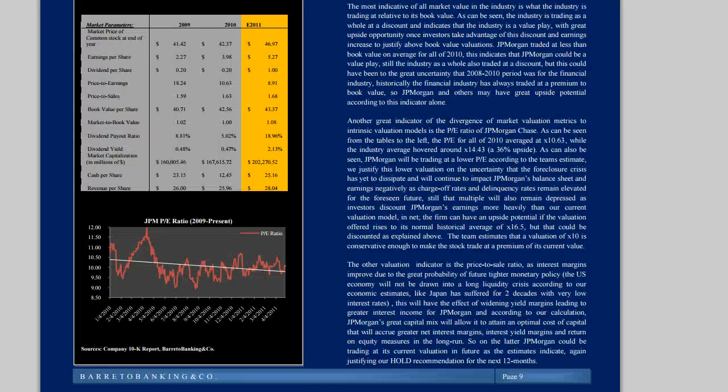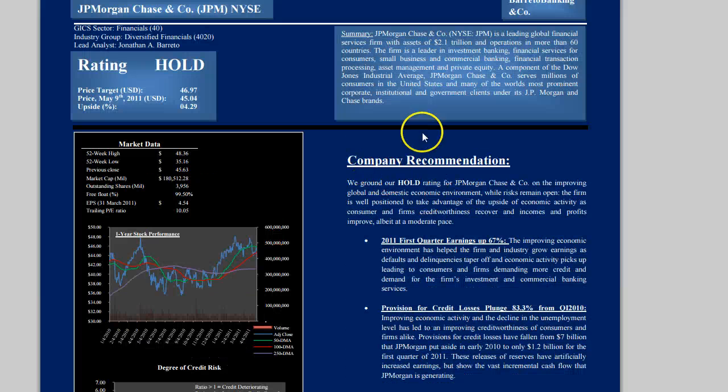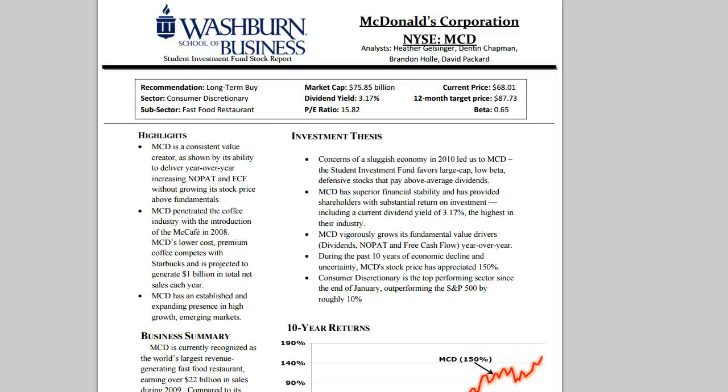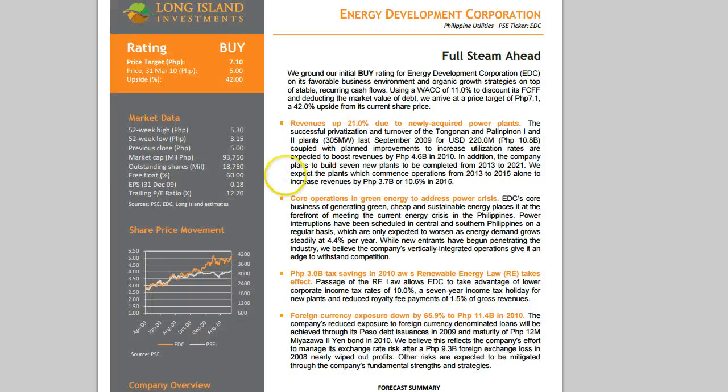Okay, so these are just example reports. Remember, I don't want to see duplicates of these reports, but I want to see many elements that make these reports interesting and valuable inside your report. So here is another investment report, a buy rating.